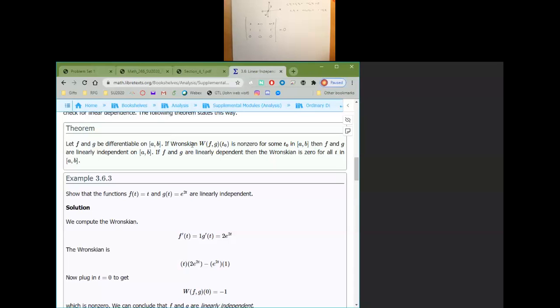So if you do the Wronskian and it comes out as non-zero, you can conclude that these are linearly independent. However, if you do the Wronskian and it comes out as 0, that is inconclusive.